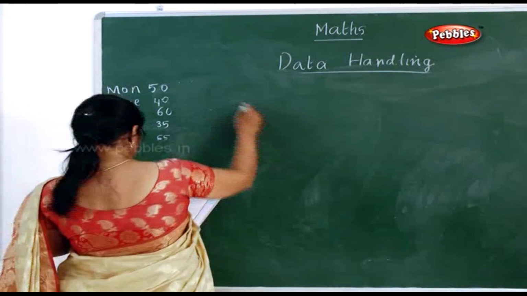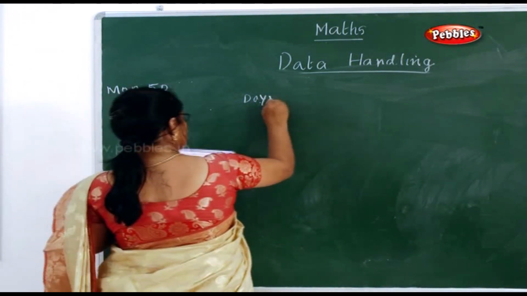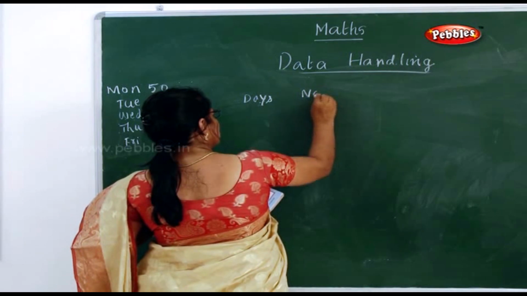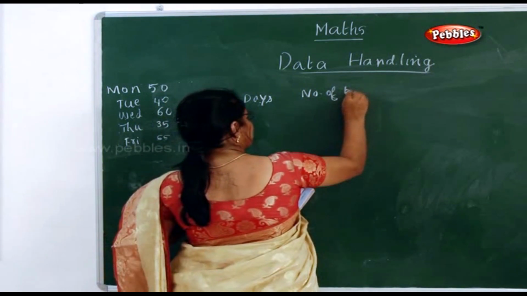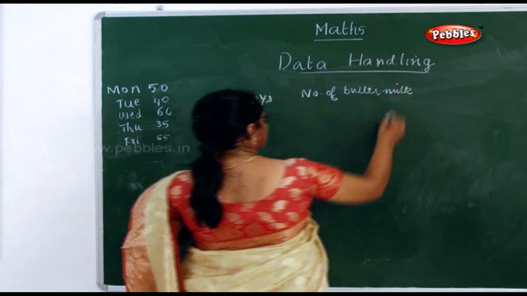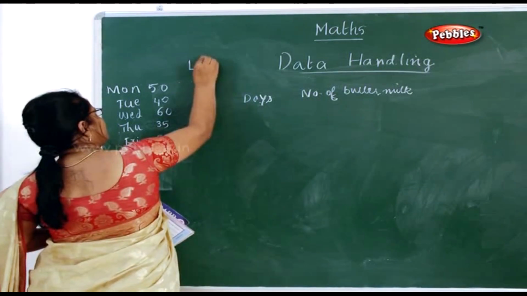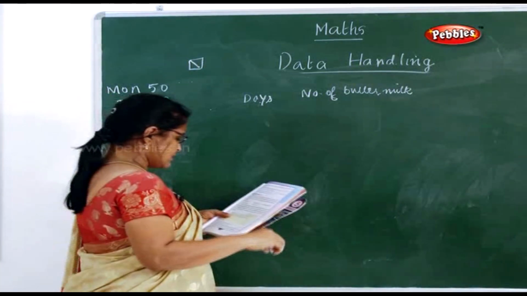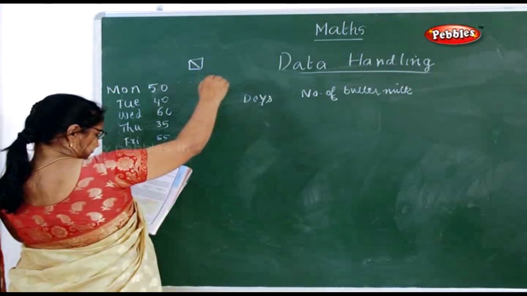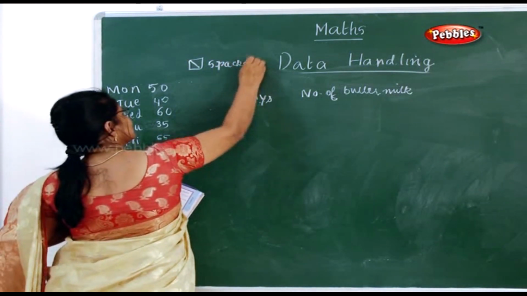Now this is what you have to do. Days, you have to write like this. Then the number of buttermilk packets. They have already given one buttermilk, like this I can draw. This is a buttermilk packet. This represents 5 packets.